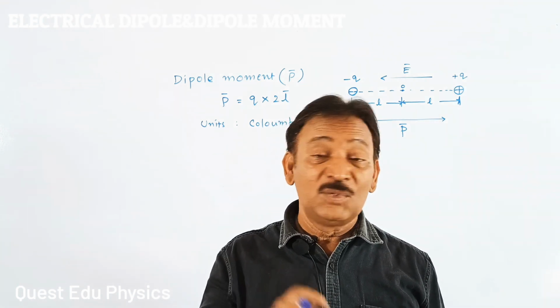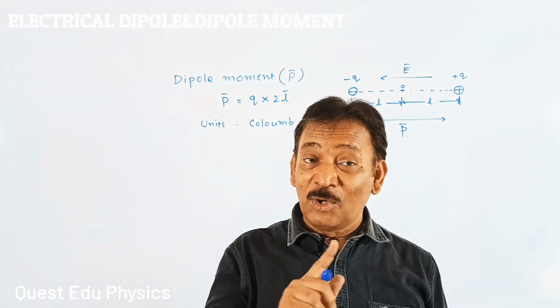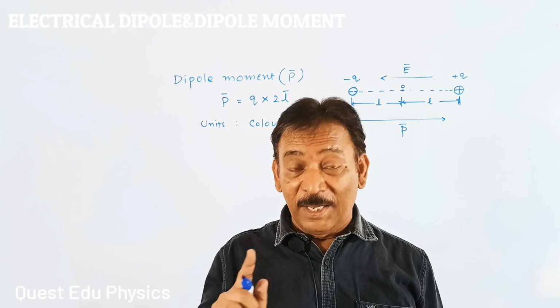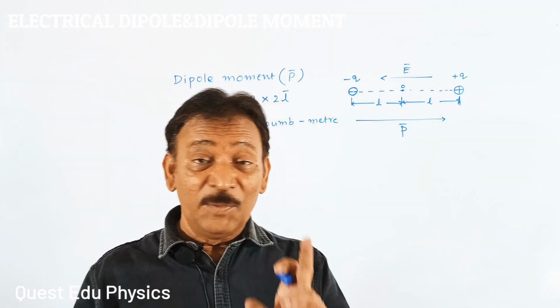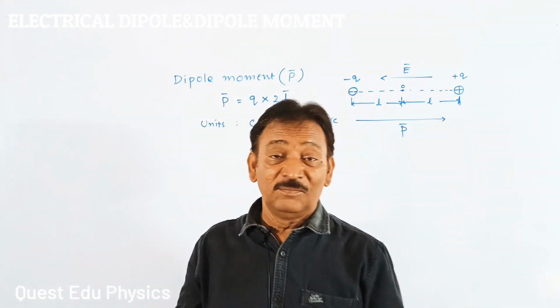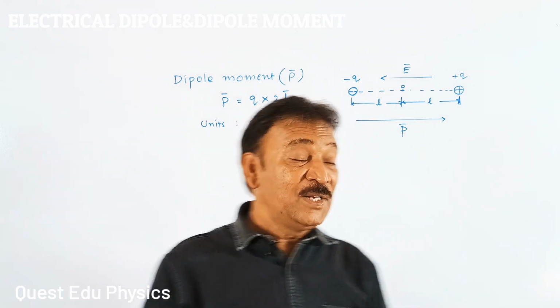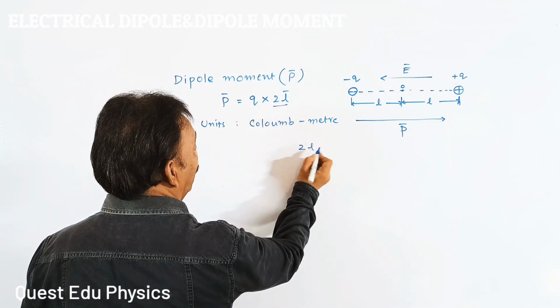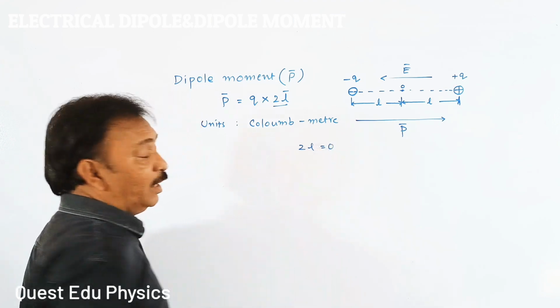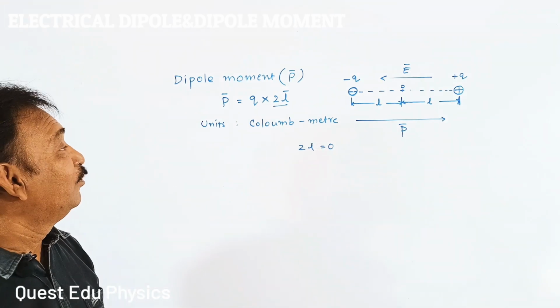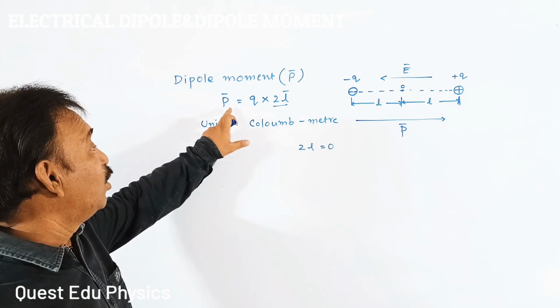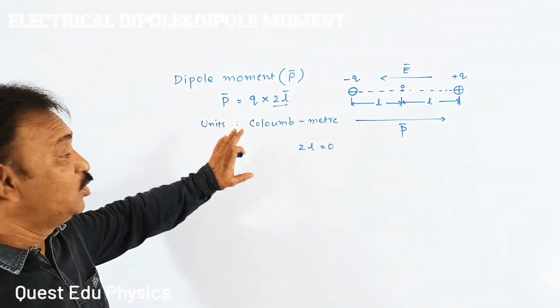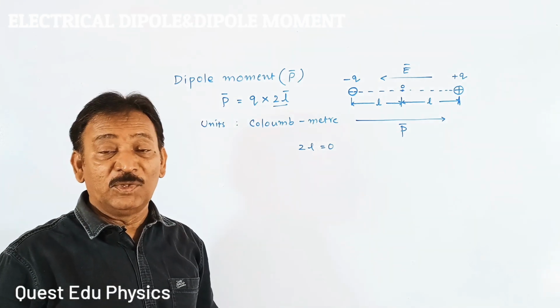Do remember this, students. An atom is not at all a dipole because the centers of the positive and negative charges coincide with each other. Means what? The term 2L here is equal to 0 in the case of an atom. That's why it's not at all a dipole. Yes, students, I hope you understood that.